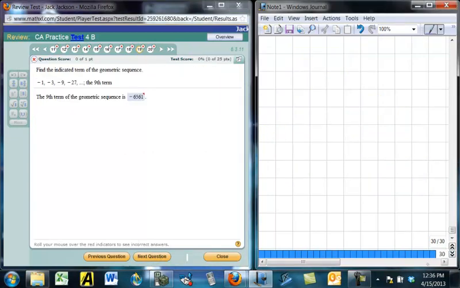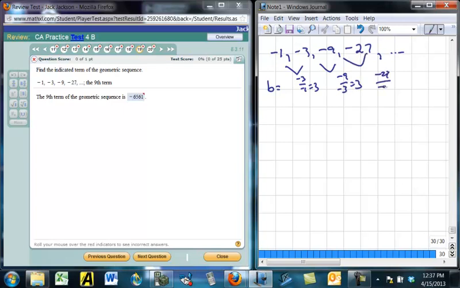Alright, 19. Is this a geometric sequence? Remember, geometric is just another name for exponential, basically. So we want to see if the base or common ratio is the same. Negative 3 over negative 1 is 3. Negative 9 over negative 3 is 3. Negative 27 over negative 9 is 3. It does have a common ratio, so we do have a base of 3.